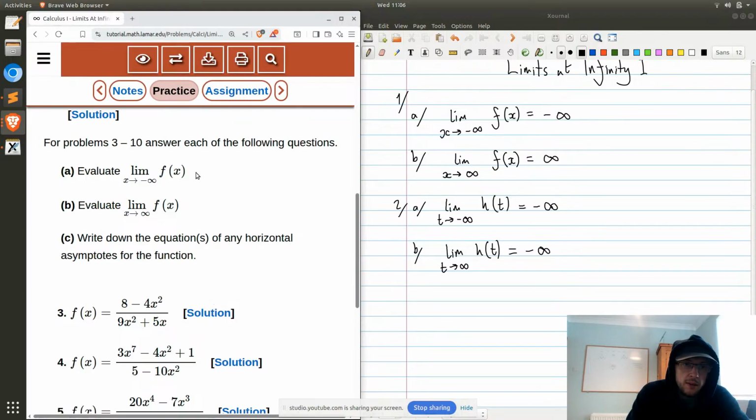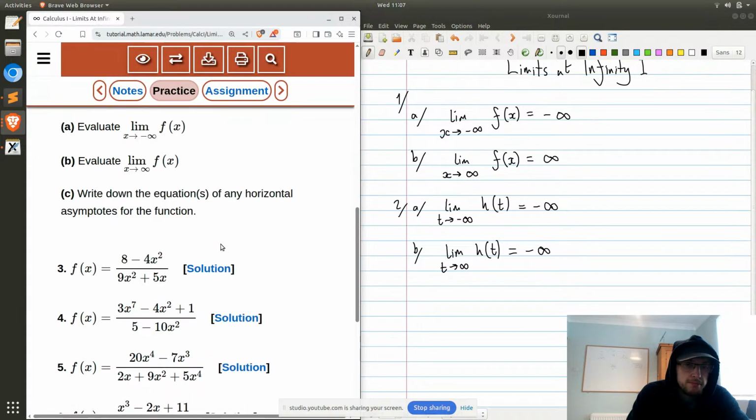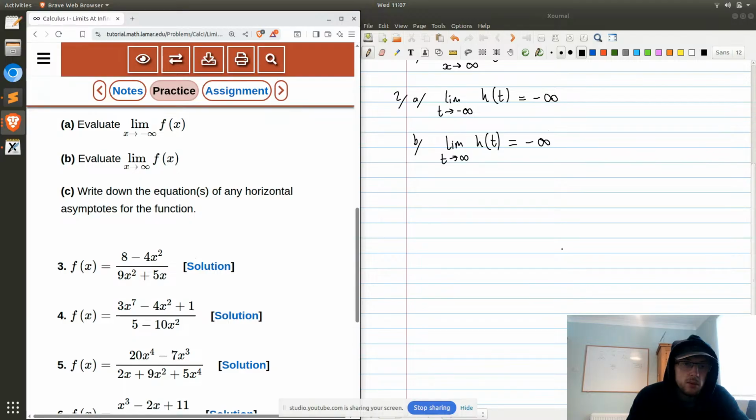Okay, so in the next few problems, figure out the limits at negative and positive infinity, and then write down the equations of any horizontal asymptotes for the function. So by horizontal asymptote, they mean essentially an output that it would never give. Whereas a vertical asymptote would be an input that it can't take.